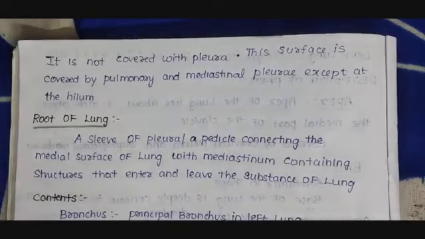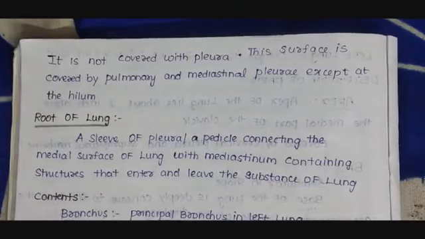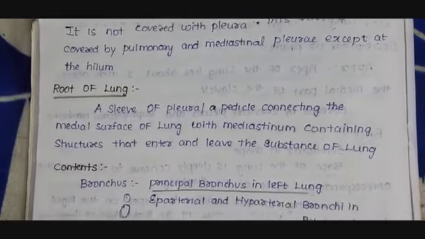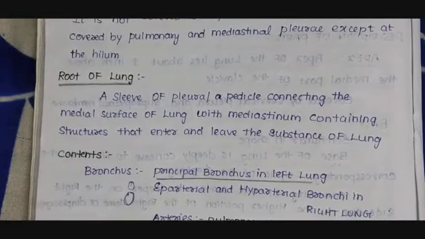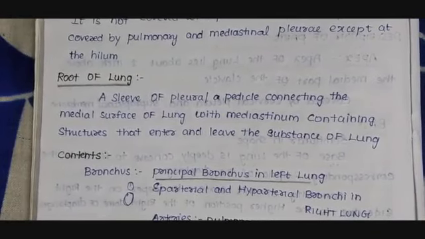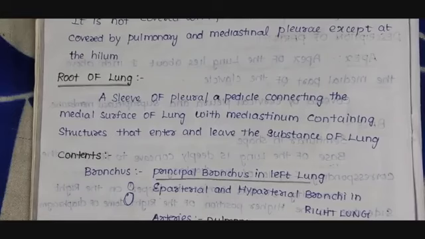Okay, now let us discuss the root of the lung in detail. Everyone will have a doubt: what is the hilum and what is the root? What is the difference between these two? Here, the hilum is a door via which the structures enter and leave the lung, whereas the root of the lung is formed by all the structures which enter and leave the lung.